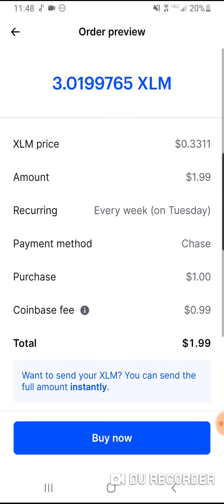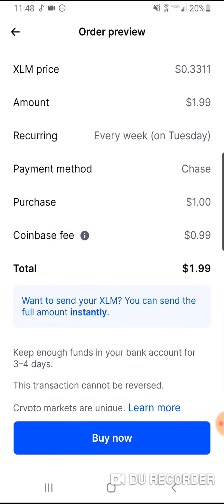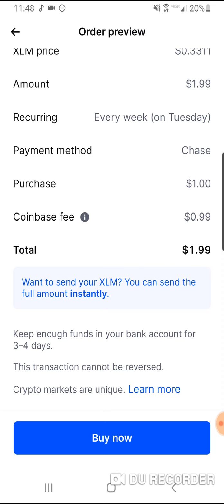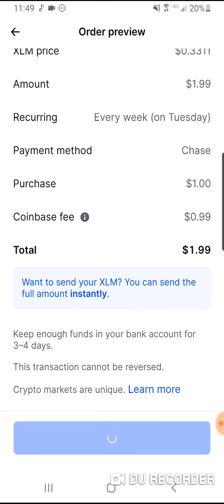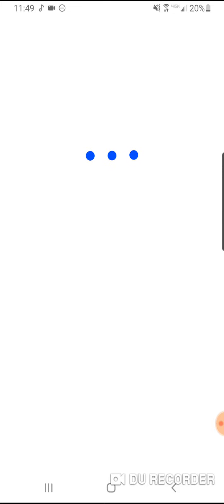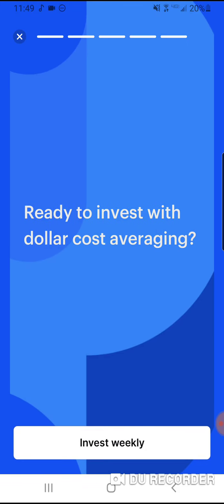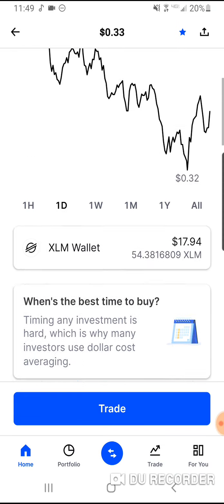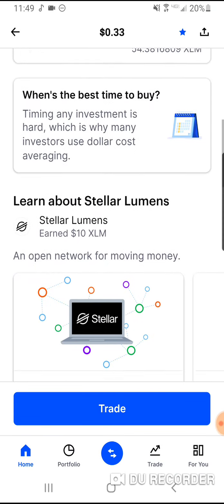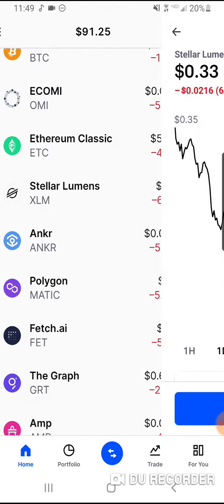There you go, finally. Okay, so at 33 cents, we're buying it for $1.99, and the Coinbase fee is 99 cents. So keep enough funds in your bank account for 3 to 4 days. This transaction cannot be reversed. Crypto markets are unique. Buy now. All right, we successfully purchased Stellar Lumens for 33 cents. We got it for $1.99.